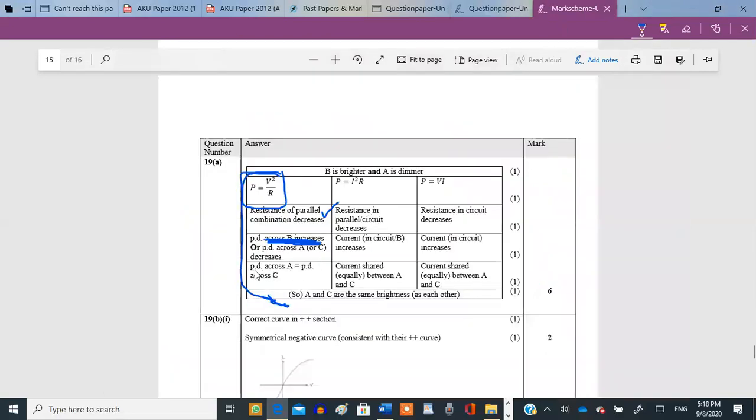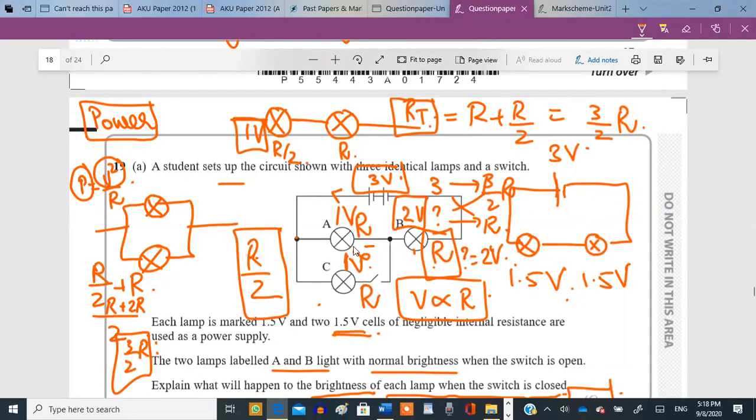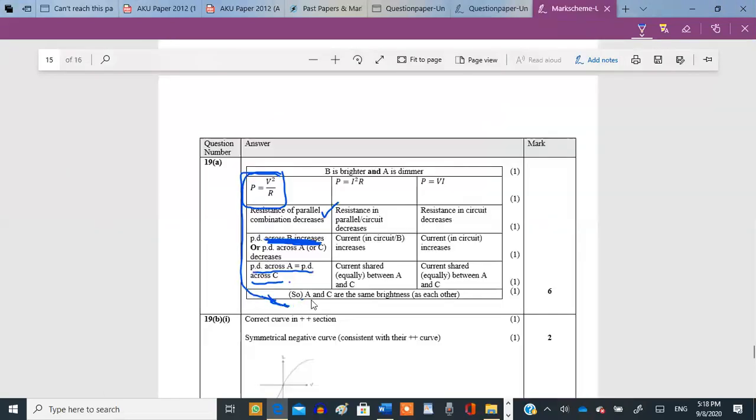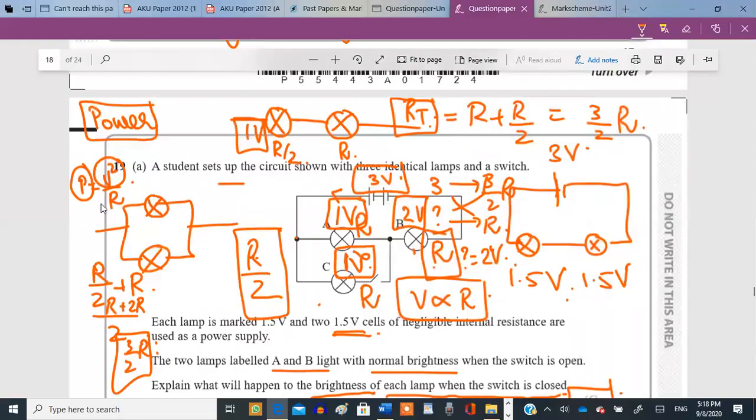Once that's done, then they say that the potential difference across A is equal to potential difference across C. And that's also what we mentioned over here. See, 1 volt and 1 volt. We calculated this and we said that, yeah, their potential differences are actually equal. Clear? Across A and across C. And then finally, A and C have the same brightness as each other, because their potential differences are the same. Their power across them is going to be the same. Clear?